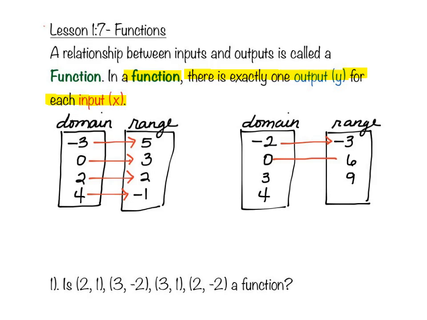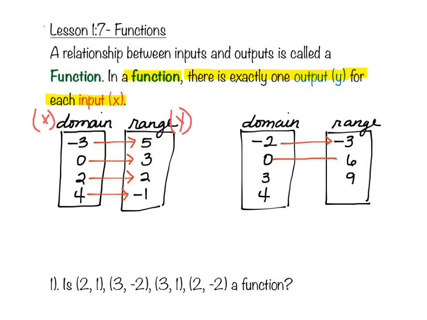So let's look at these two functions that I've mapped out for you. On this first one, we see that the domain are the input, the x, and the members of the range are the output y. So each x has to be matched with exactly one y. An x cannot have more than one y matched up to it.